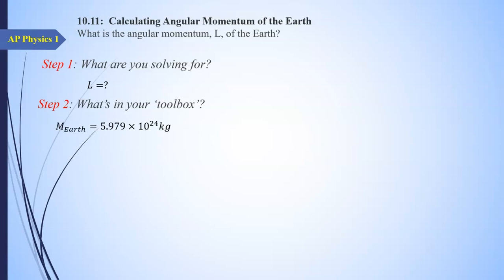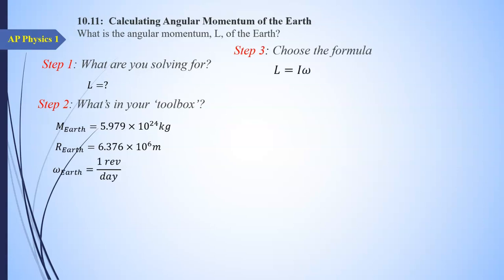The mass of the Earth is 5.979 times 10 to the 24th kilograms. The radius of the Earth, so that's from the center of the Earth to the surface, is 6.376 times 10 to the 6th meters. And the omega is the angular velocity. It goes around 1 revolution per day. It should be rotation technically. It's called rotation, but in the context of what we're talking about, it's a revolution. It's one time around the circle in a day.